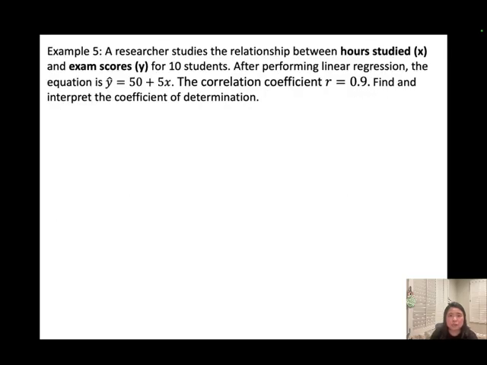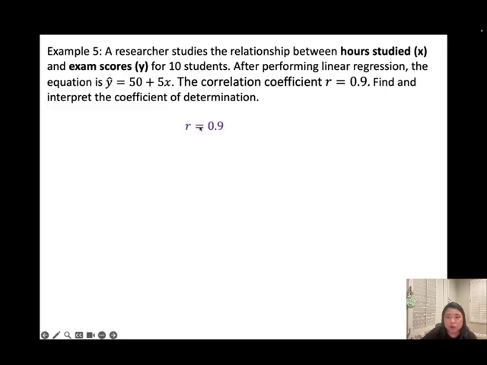Okay, let's try this example. A researcher studies the relationship between hours studied and exam score for 10 students. After performing linear regression, the equation is y hat equals 50 plus 5x, and the correlation coefficient R equals 0.9. Find and interpret the coefficient of determination. First, R equals 0.9. This is a positive and strong linear correlation, right? Positive and close to 1, so strong linear correlation. And we do have the regression equation here.